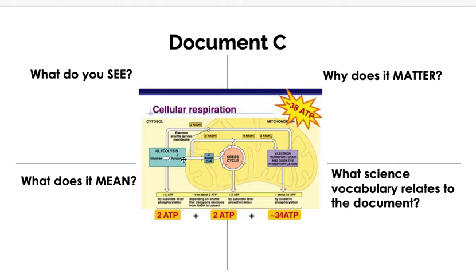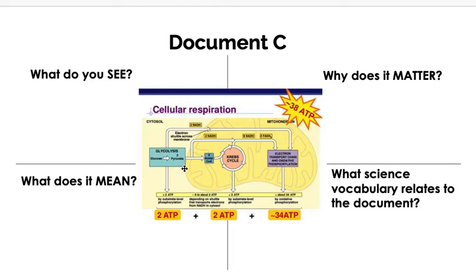Okay, so we see three parts of cellular respiration: glycolysis, Krebs cycle, and the electron transport chain. We can see that one process is happening in the cytosol, which is part of the cytoplasm, and the other two parts are happening in the mitochondrion.